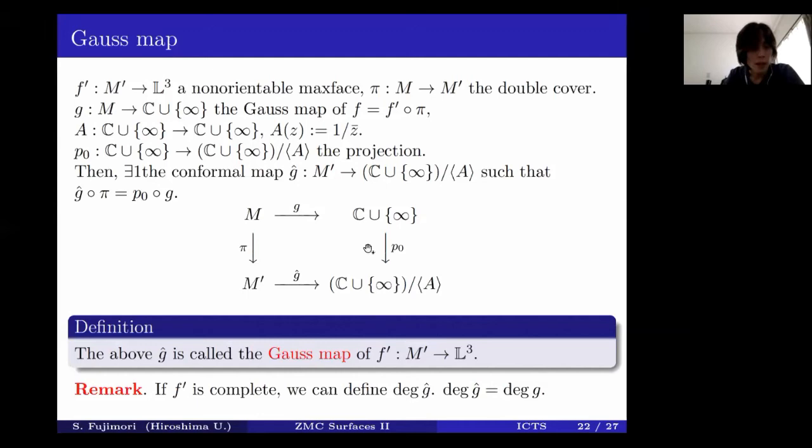And if F prime is complete, we can define the degree of G hat as degree G hat equal to degree G. Okay, so in the complete case, the singularity never goes to the end. So this means the equator corresponds to the singular points, the image of the singular points. So if F prime is complete, then the singular set is compact and does not go to the end. So we can define the degree of G hat, okay?